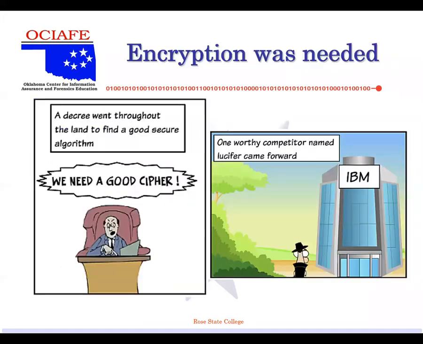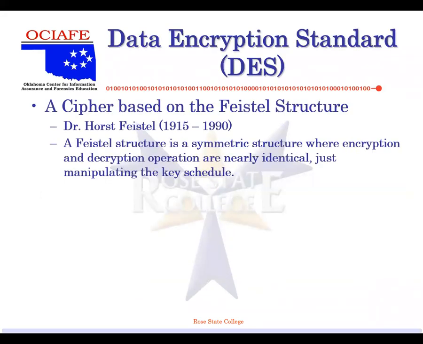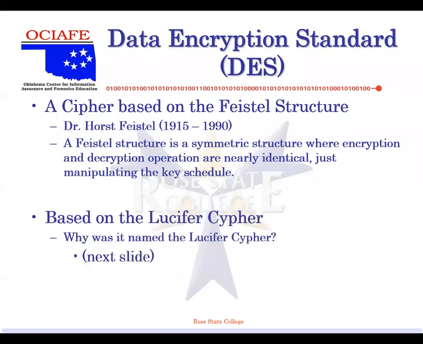So the decree went through the land to find a good secure algorithm. We need a good one. One worthy competitor named Lucifer came forward from IBM. So why is it called Lucifer? Well, let's talk about DES. It's a cipher based on the Feistel structure. Horst Feistel came up with this. A symmetric structure where encryption and decryption operations are nearly identical. They just manipulate the key schedule. That's basically what a Feistel structure is. It's based on the Lucifer cipher. So why the heck is it called Lucifer?